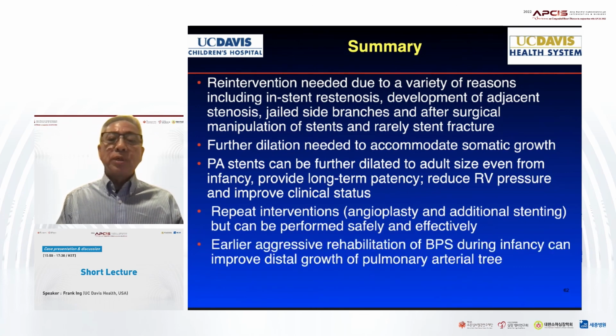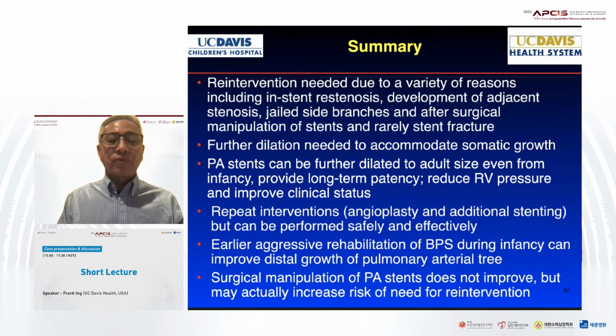Early aggressive rehabilitation of branch pulmonary stenosis during infancy can improve distal growth of the pulmonary arterial tree. And finally, surgical manipulation of pulmonary stents does not improve outcomes, but may actually increase the risk for need of reintervention.